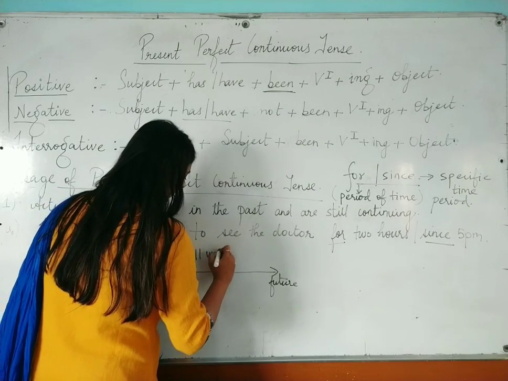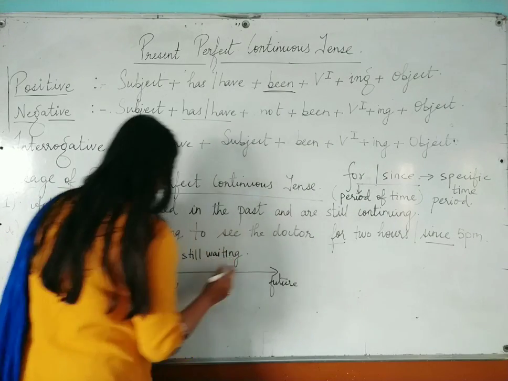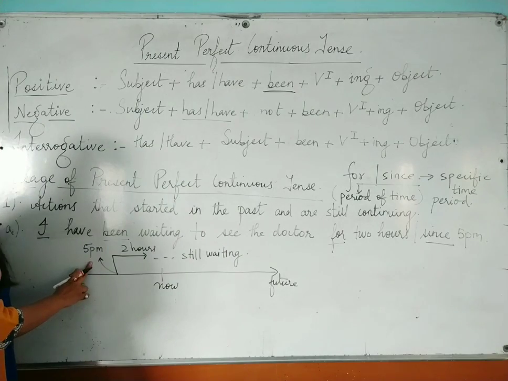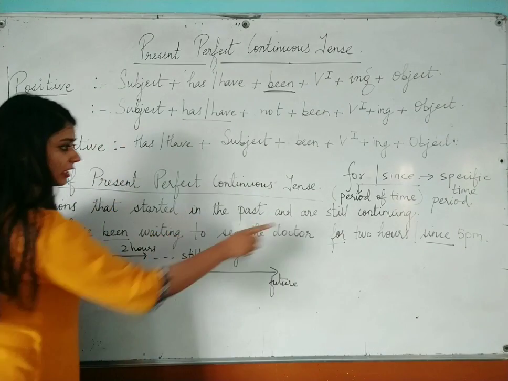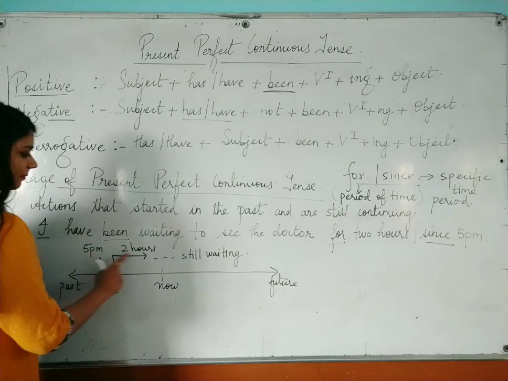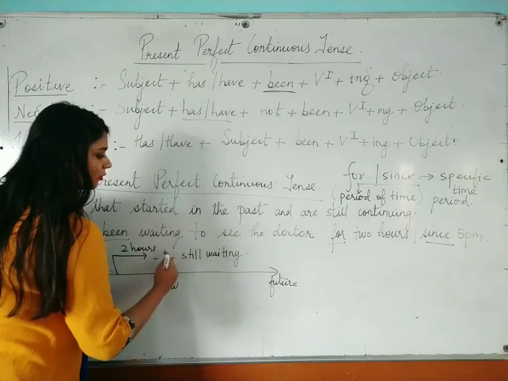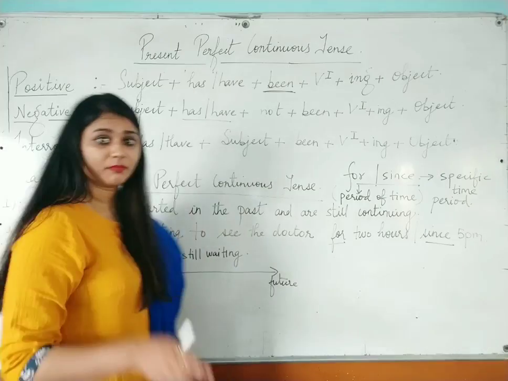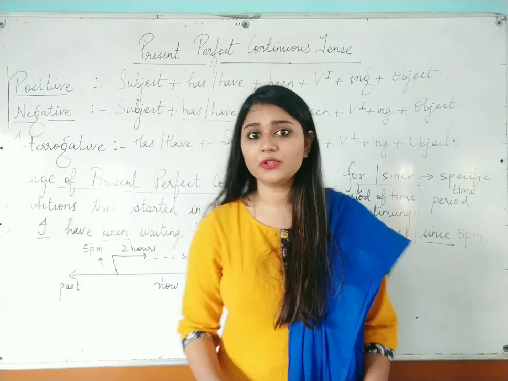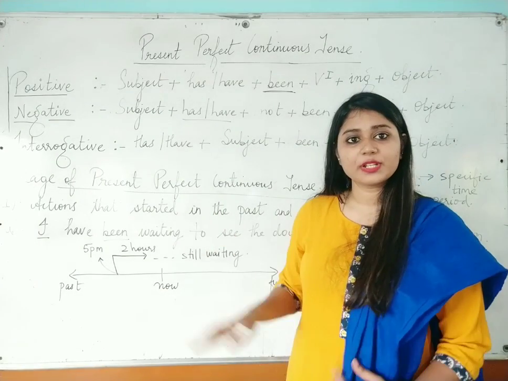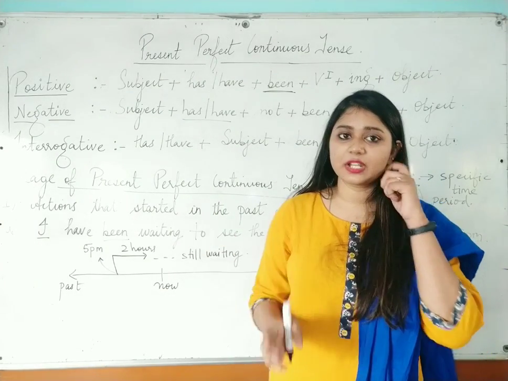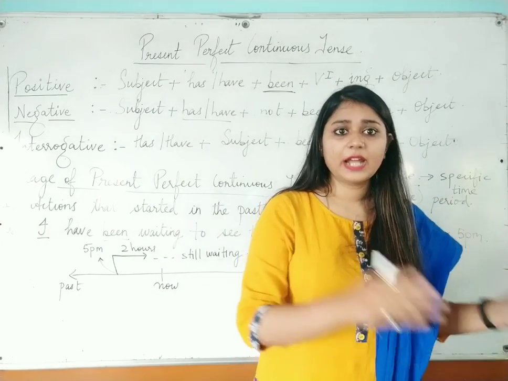Waiting. Action is still in continuous motion. It has started in the past, 5 p.m. I have been waiting to see the doctor for 2 hours, since 5 p.m., and still the action is going on, still waiting. Now you understood when you have to use this present perfect continuous tense. Present perfect continuous tense is used whenever that action has been started in the past and it is still continuing.